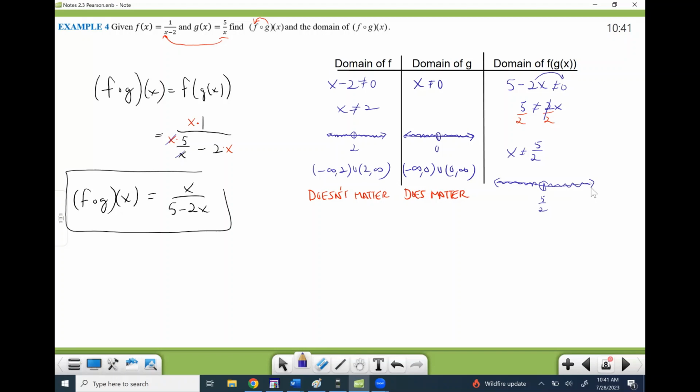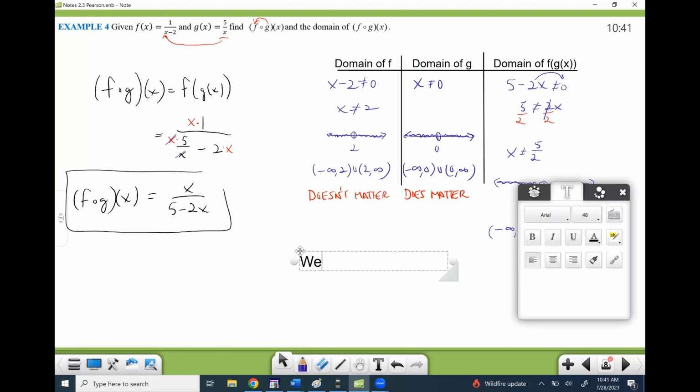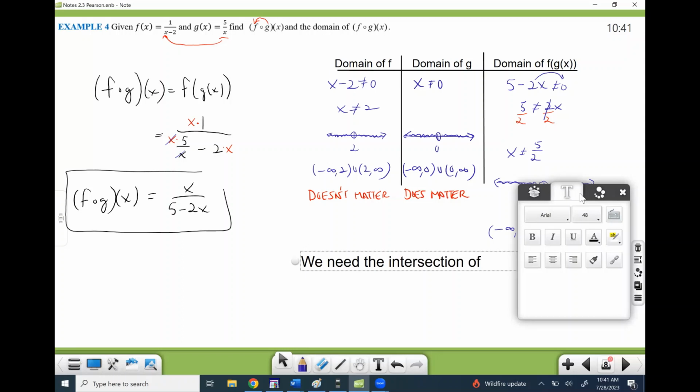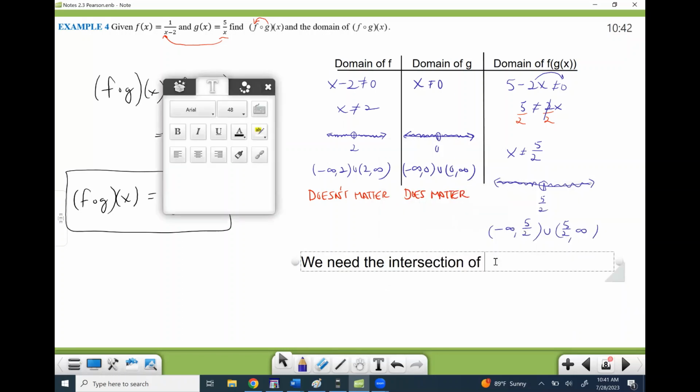Okay. All right. Now, by the way, the interval notation would be this, right? We're just practicing this, making sure that we get good at it. I don't know if in the long run we need it, but it's always good to practice it. Okay. So remember that to find the domain, it's going to be the intersection of these two. Okay. So we need the intersection of G and F compose G.